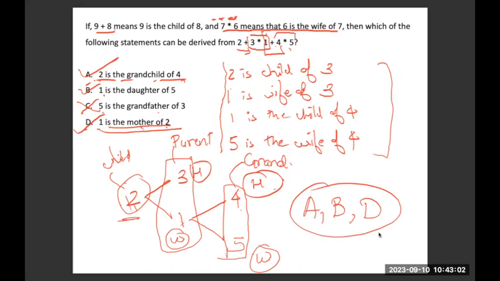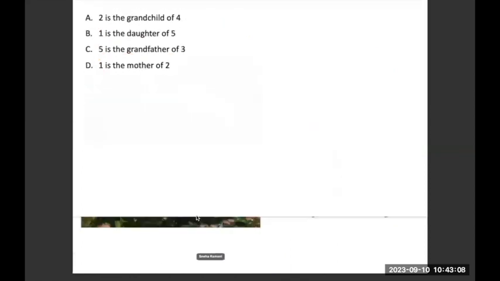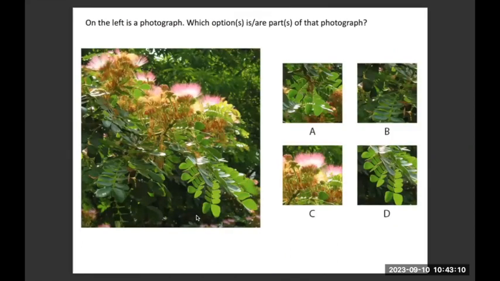Clear? Any doubts, any questions? Okay, let's move to the next. Here you're given a photograph and you're given some clips A, B, C, D. What you have to find is which of the parts in A, B, C, D are found in the larger photograph. There are some parts which are not there, but they are present in the options. One or more options are possible in this case.